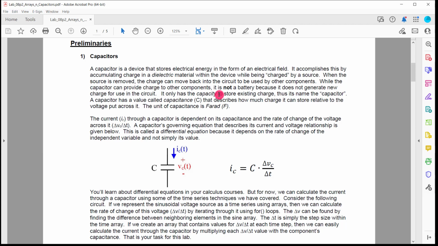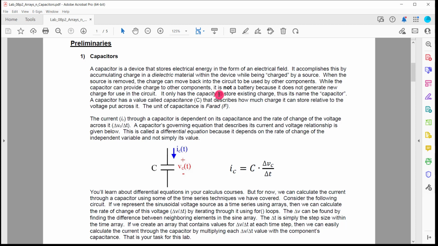So imagine you have a capacitor and you hook it to a battery, it'll accumulate charge, or you hook it to the wall outlet, it accumulates charge. What's cool about it is that when you remove the voltage source that's charging it, the charge that sits within the capacitor can actually move back into the circuit and be used by other components. So imagine you had a little light bulb driven with a capacitor, and you charge the capacitor up with a battery, you disconnect the battery, and the light bulb will actually stay on for a little bit and then it'll slowly go out. It doesn't instantaneously turn off.